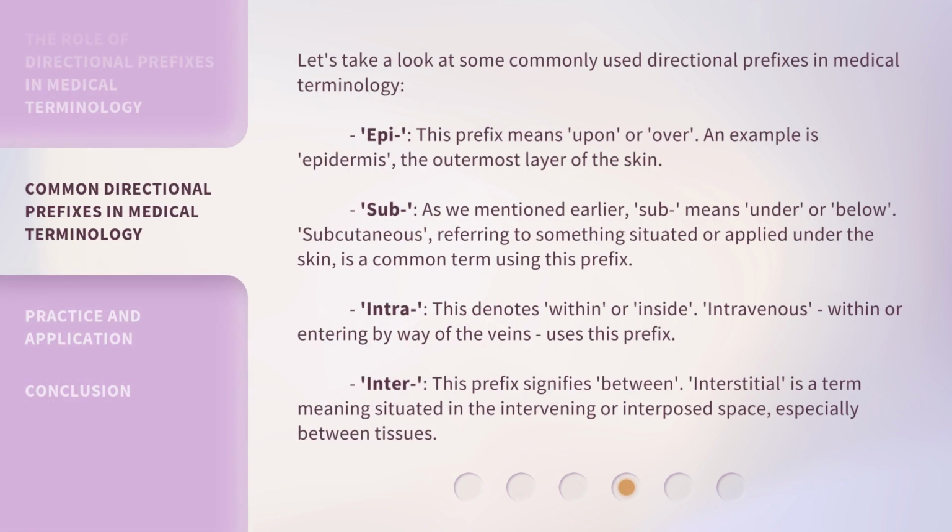Let's take a look at some commonly used directional prefixes in medical terminology. EPI. This prefix means upon or over. An example is epidermis, the outermost layer of the skin. Sub, as we mentioned earlier, sub means under or below. Subcutaneous, referring to something situated or applied under the skin, is a common term using this prefix.